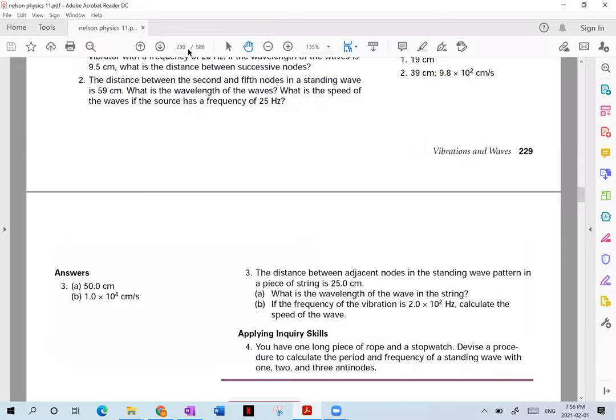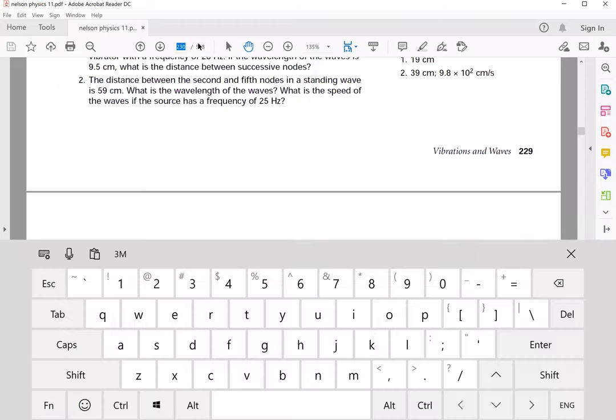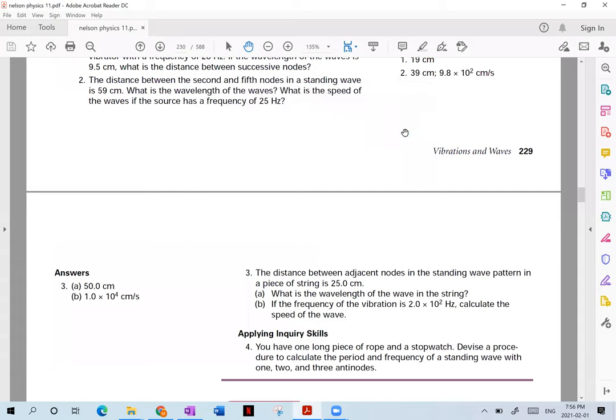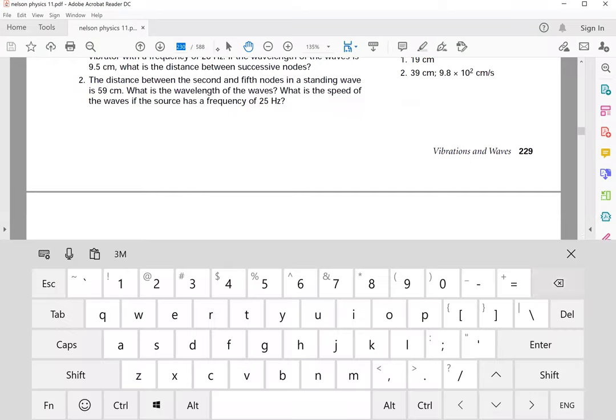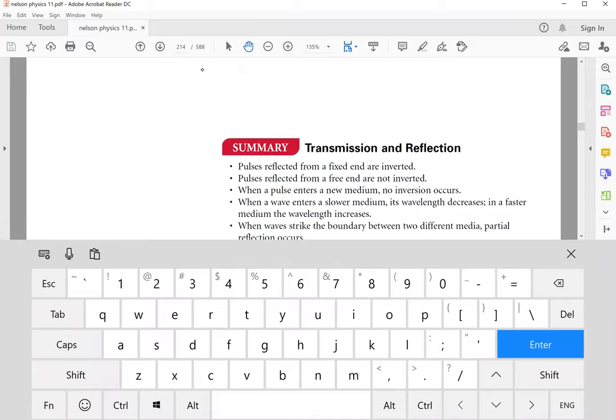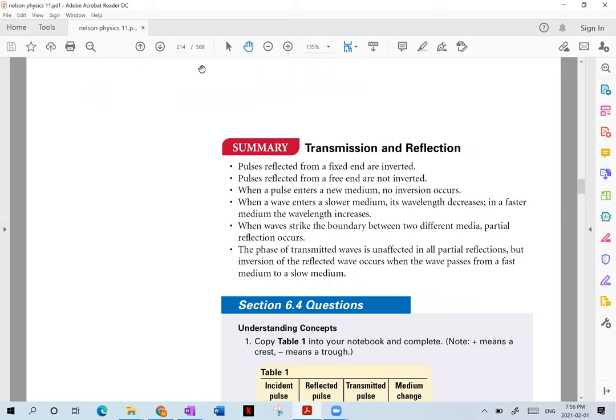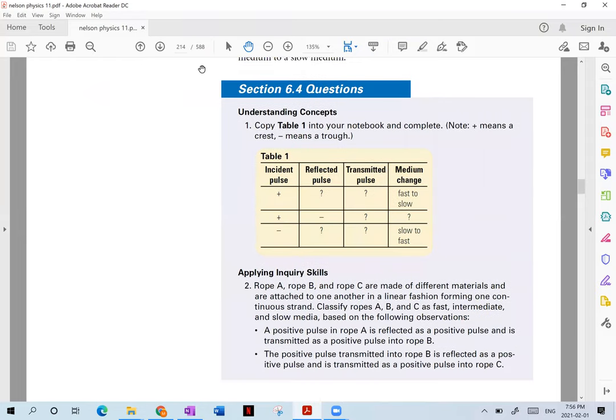I might want to type in the page number properly. 214. Wow. Okay, I get it. You're being a pest. And you're still being a pest. So I will delete all the numbers, 214. Okay, so here are the questions on page 214.